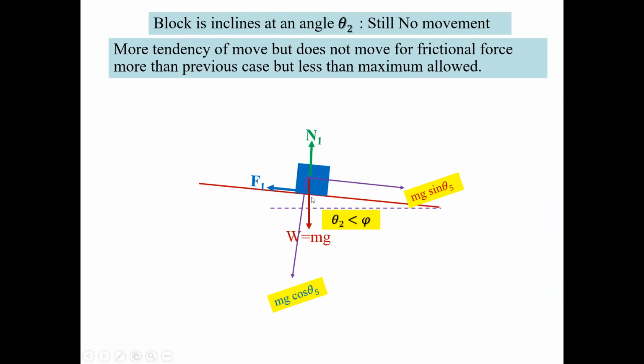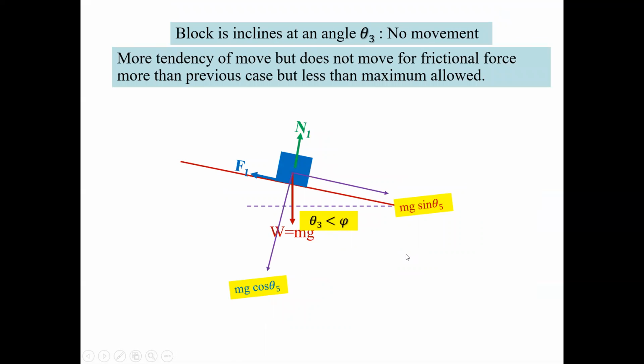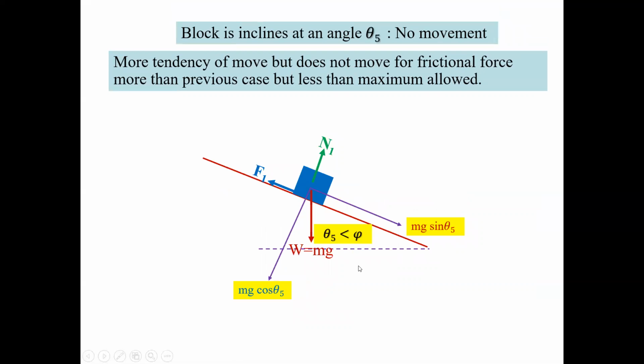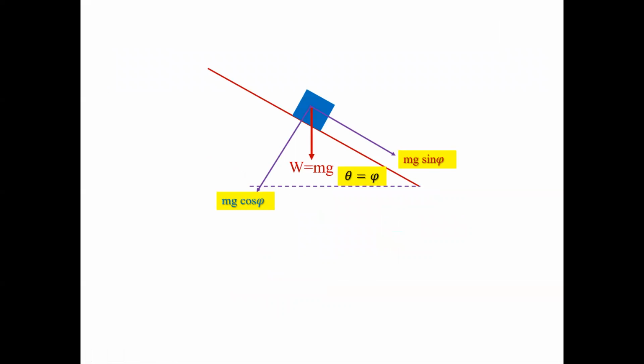Some more, the angle is increased. Now the friction force also changes, it will be N2 and F2. Increased more, still it is not moving because the value of theta is less than phi. Still not moving, the value of theta is less than phi. Now the value of theta is equal to phi. It is the last limit of static friction.